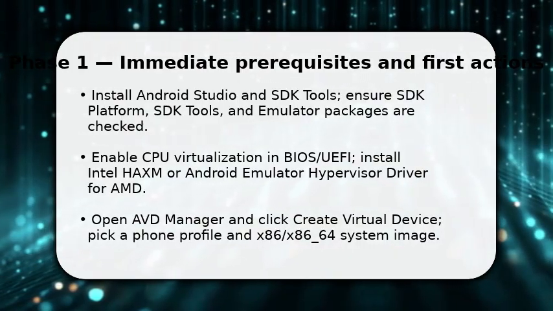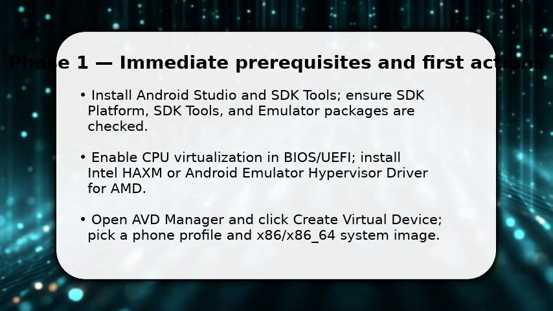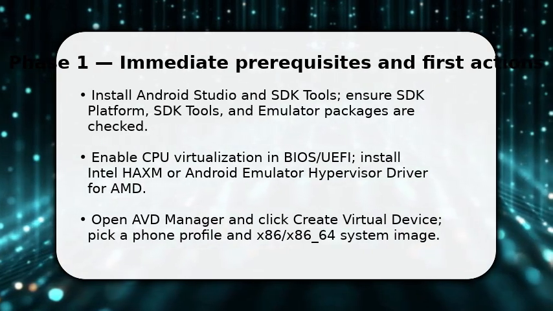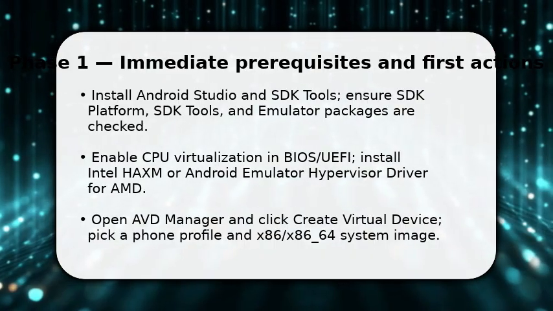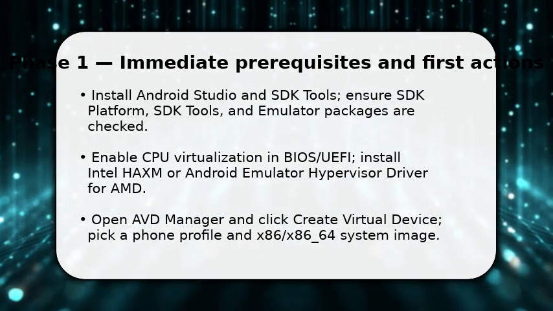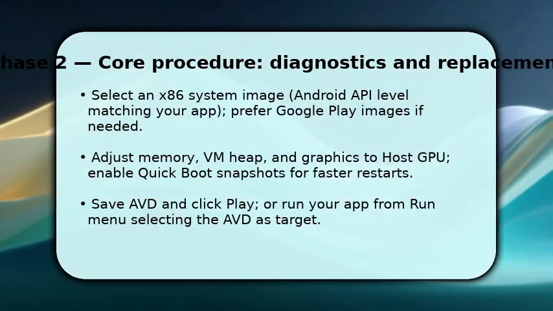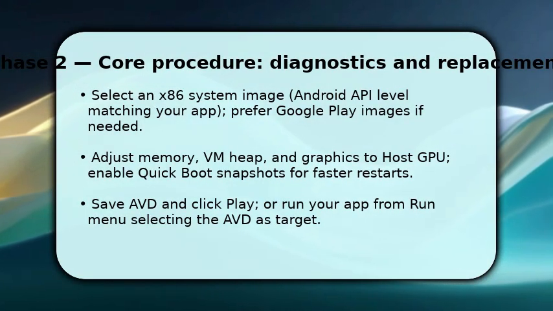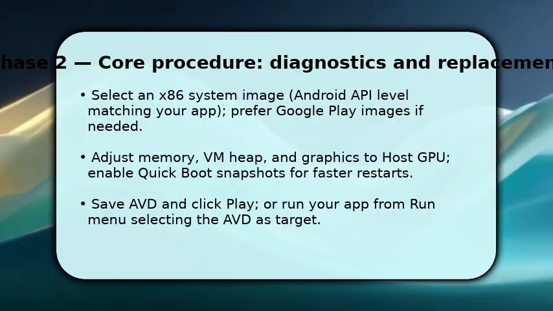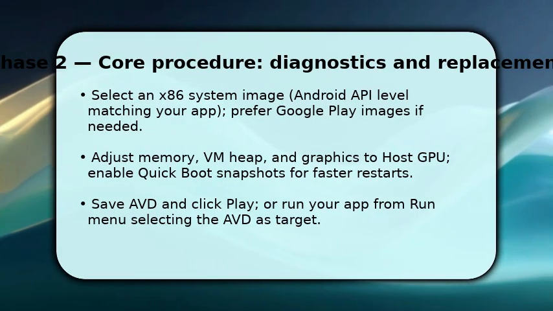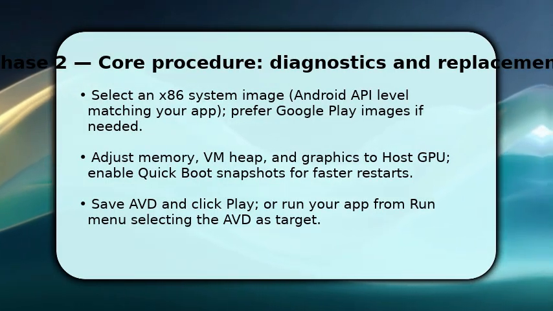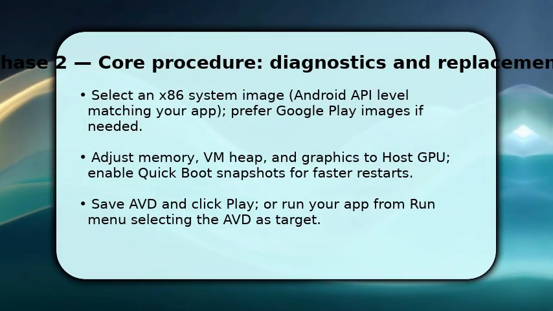Finally, open AVD Manager and choose Create Virtual Device. Select a realistic phone profile and prefer x86 or x86-64 system images. Next, you configure the AVD with practical settings that enable reliable testing. Choose an x86 system image matching your target API. Google Play images are useful if you need Play services.